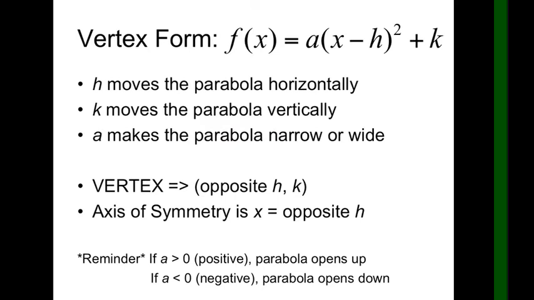Now, here are other terms. For the vertex form, we have f of x equals a quantity x minus h squared plus k. H moves the parabola horizontally. K moves the parabola vertically. A makes the parabola narrower or wider. Remember that in a quadratic equation, our graph is a parabola. The vertex is (h, k), and the axis of symmetry is x equals h. Reminder: if a is greater than 0, positive, the parabola opens up. If a is less than 0, negative, the parabola opens down.